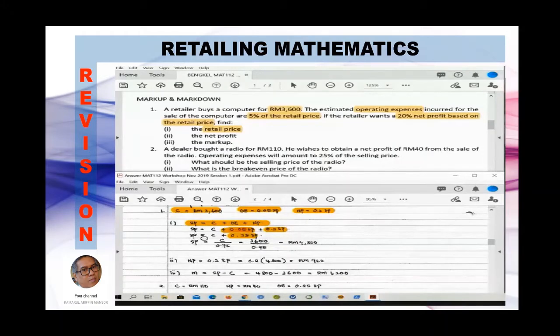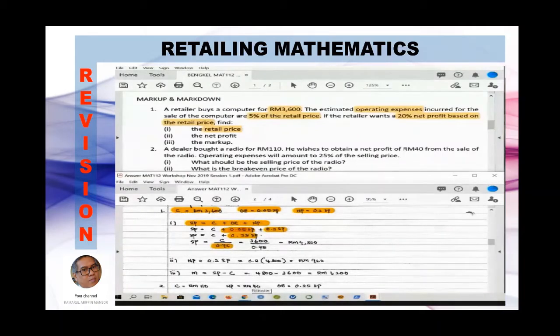So pindahkan balik 0.75 tu ke sebelah kanan, dia akan jadi bahagi. Sebab yang ni kali 0.75 SP, maksudnya 0.75 kalikan dengan SP. So bila pindah balik ke sebelah kanan dia akan jadi bahagi. So you get this divide by 0.75.